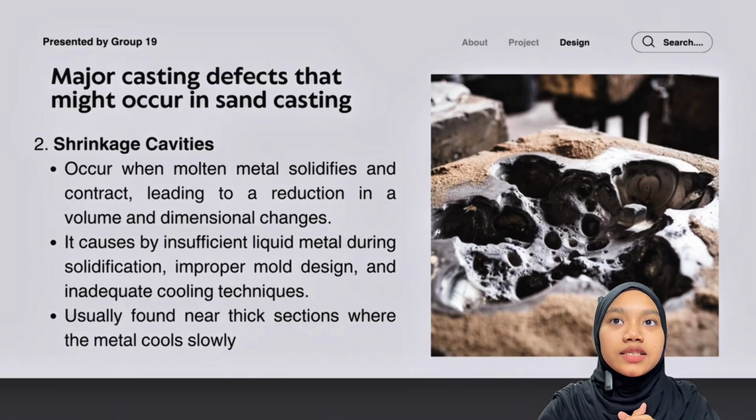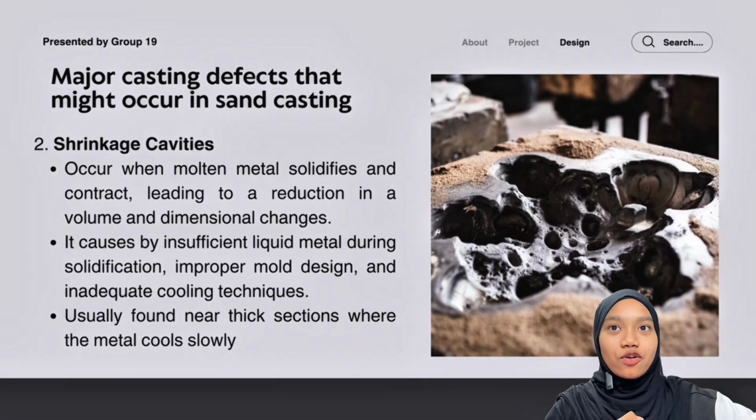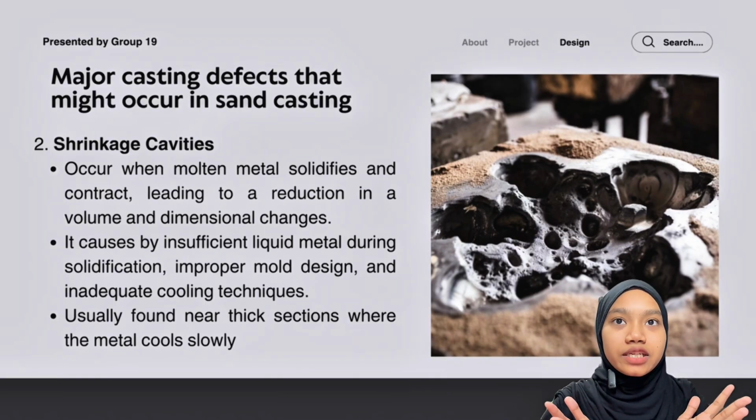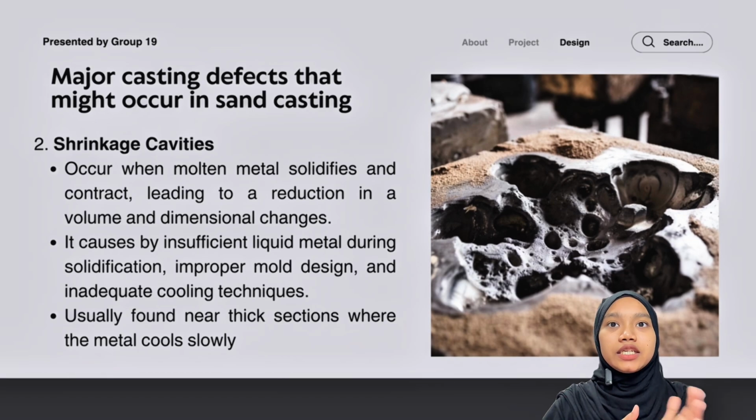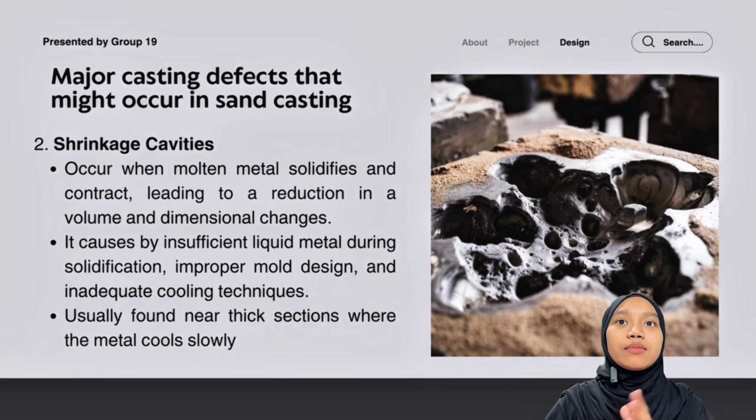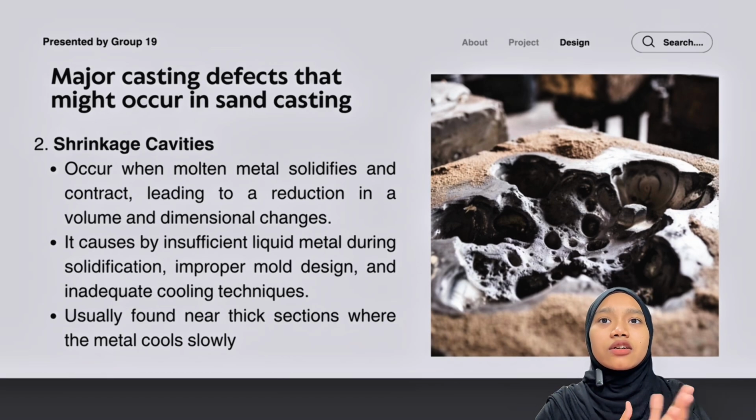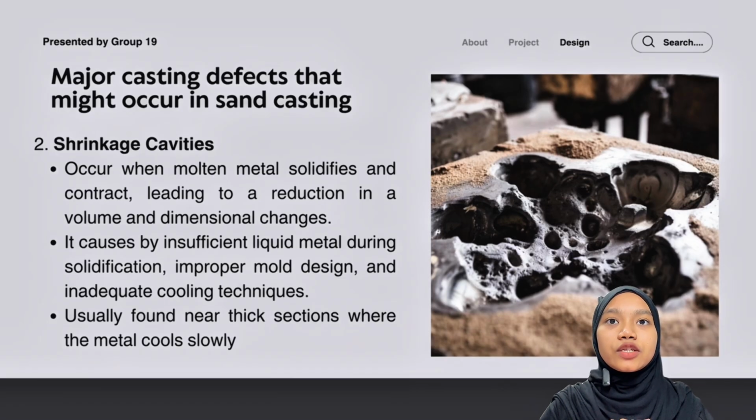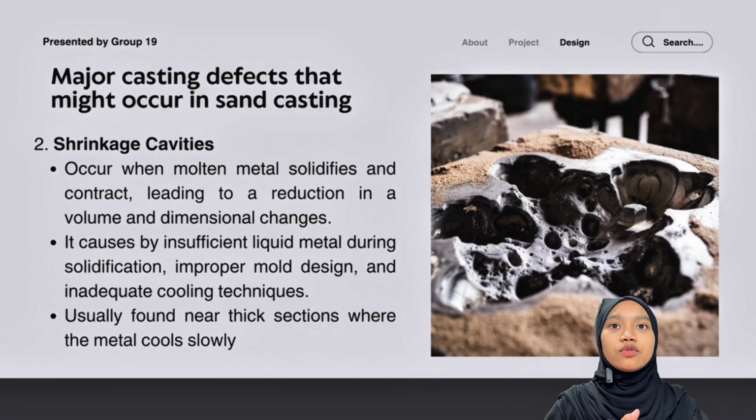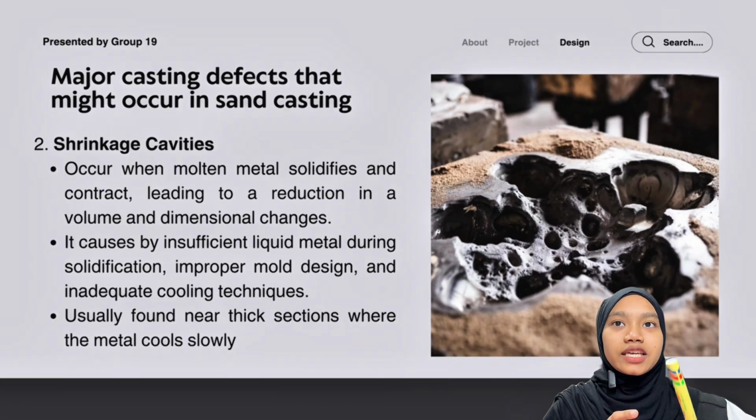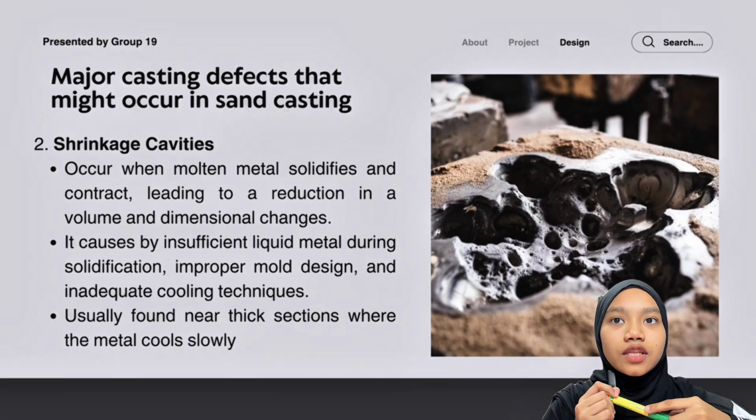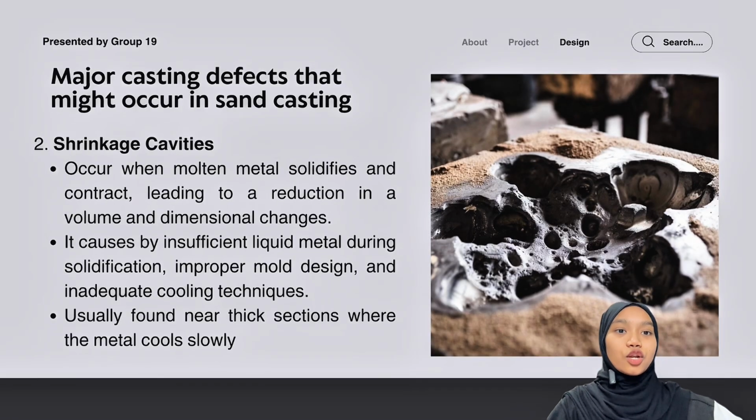The second one is shrinkage cavities. Shrinkage cavities occur when molten metal solidifies and contracts, leading to a reduction in volume and dimensional changes. It is caused by insufficient liquid metal during solidification, improper mold design, and inadequate cooling techniques. Usually, shrinkage cavities are found near thick sections where the metal cools slowly.